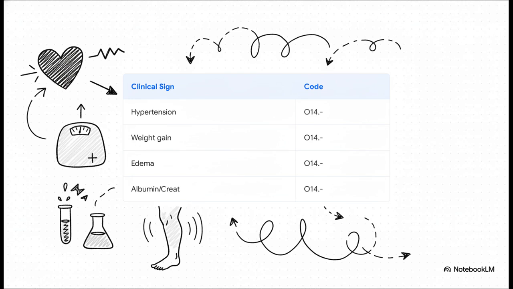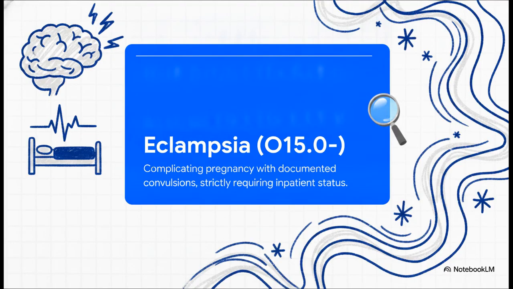So, if you're reading notes detailing elevated hypertension, weight gain that's way outside normal parameters, edema, which is swelling of the extremities, or maybe lab tests returning elevated albumin and creatinine in the urine, well, you know you are firmly in the O14 category. And again, when coding from O14 for these signs, always ensure your final character reflects the current trimester. But what happens when the condition reaches its absolute most critical state?